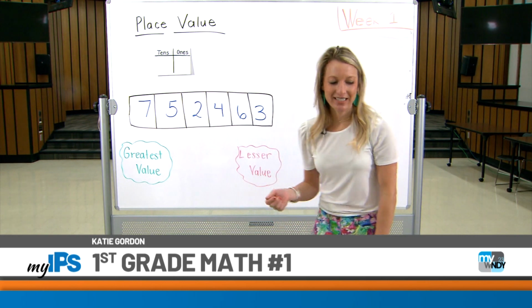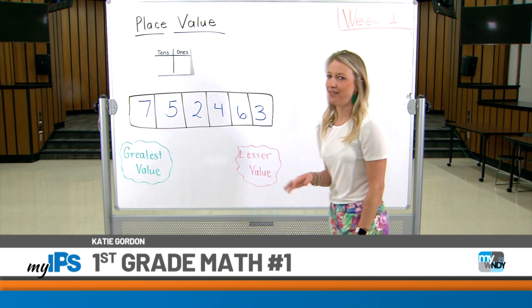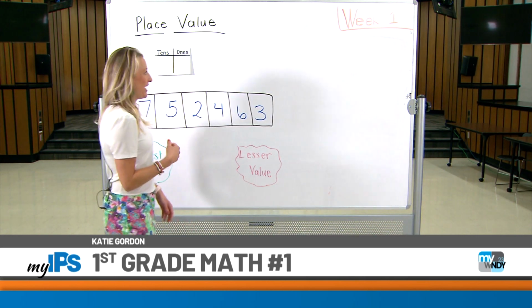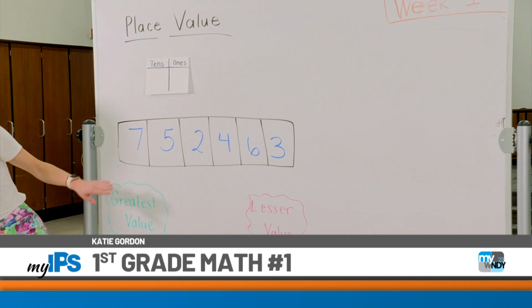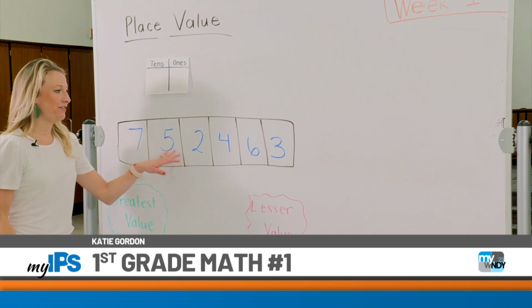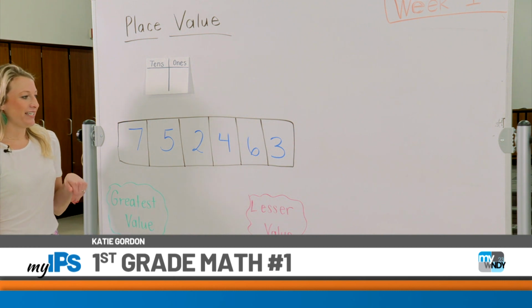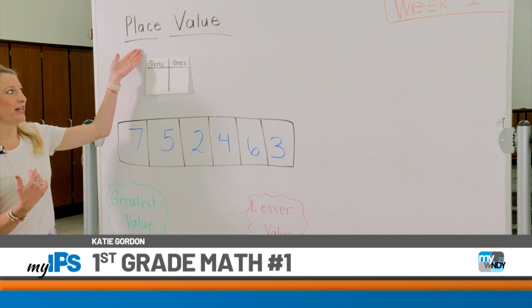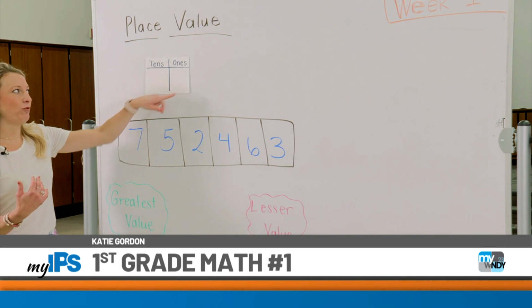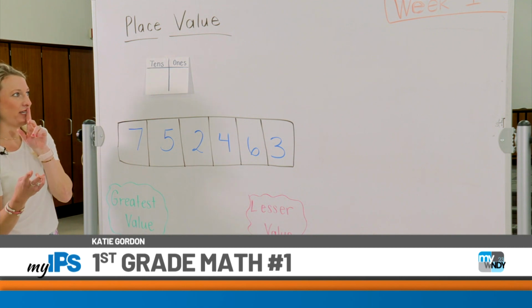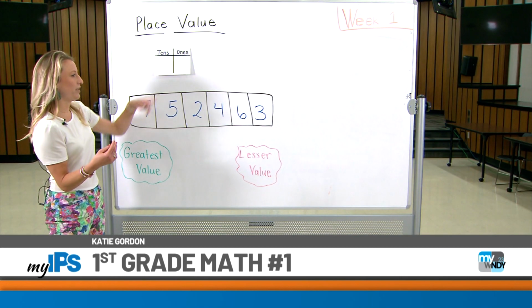The first one for day 1 is looking at place value. And so they gave us these numbers: 7, 5, 2, 4, 6, and 3. The question's asking us to make the greatest number with these numbers. So I'm starting to think about place value, and I think about my 10s and my 1s. If I'm making a 2-digit number, I'm going to have 10s and 1s.